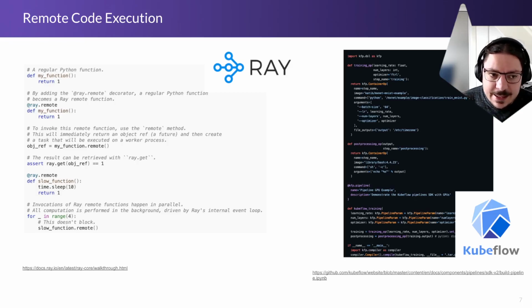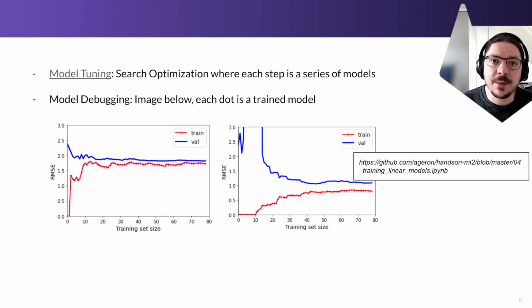And again, this is on the create. We're not talking about CI/CD. This is way before CI/CD even starts to take shape. Not only that, think about model tuning. When we tune models, when you tune hyperparameters, we run a search optimization where every step is training a model.